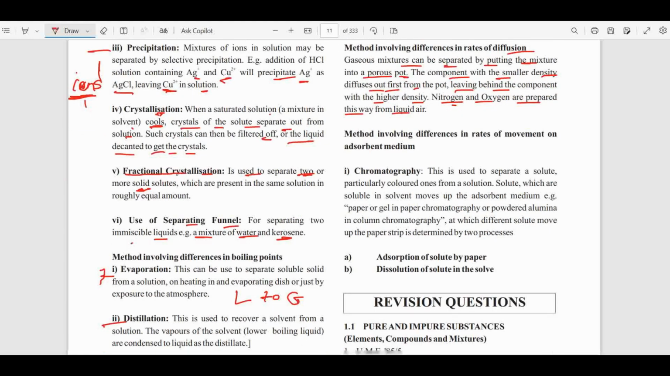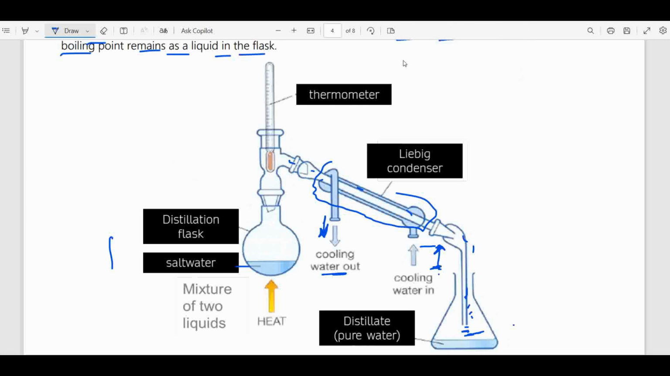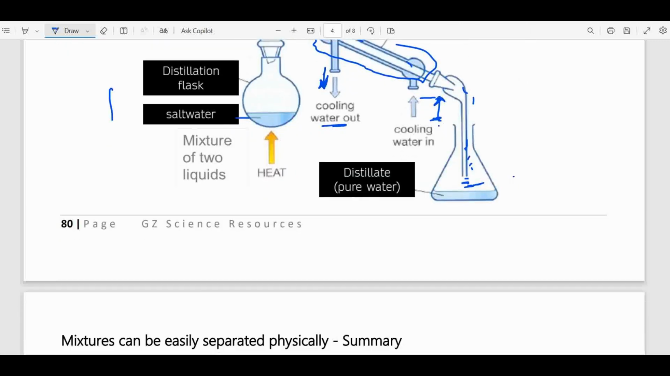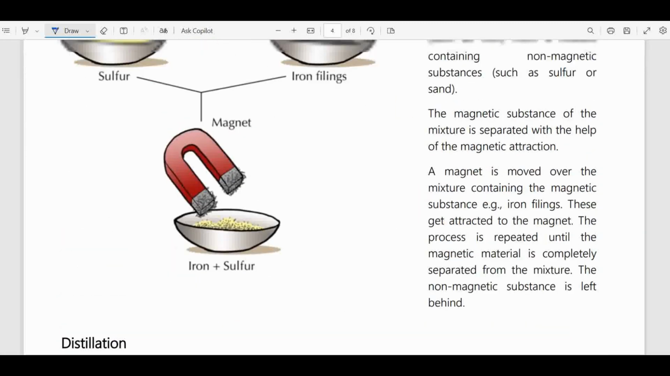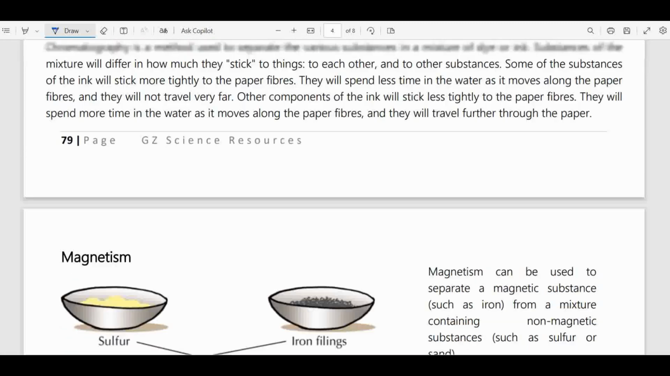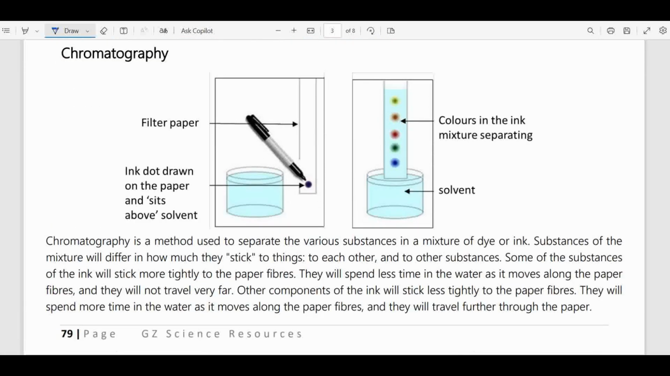And finally, a method that involves differences in rate of movement over an adsorbent medium. I will show you an image for that. So what exactly is an adsorbent medium, and how can this be used to separate mixtures? A popular method is chromatography. So chromatography is a method that is used to separate various substances in a mixture of dye or ink.